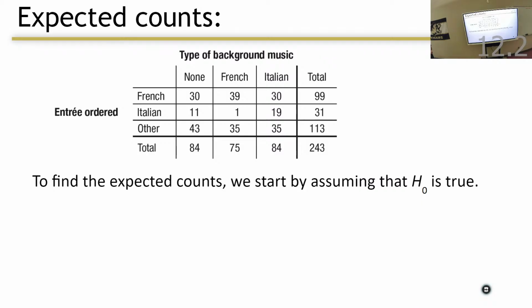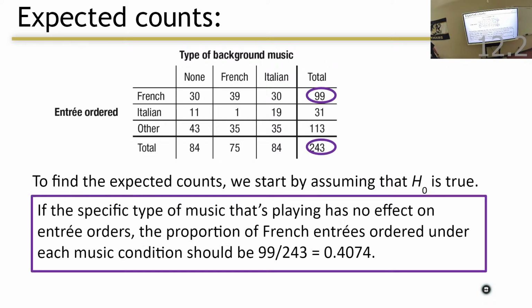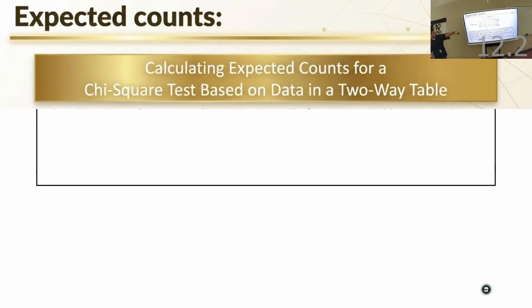That's independence. That's chapter 6. You don't remember any of that. It's okay. 99 out of 243 has to be the same.